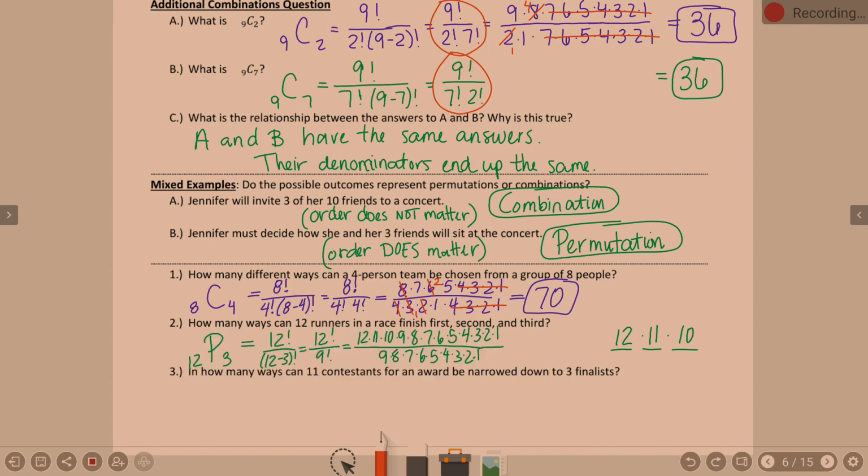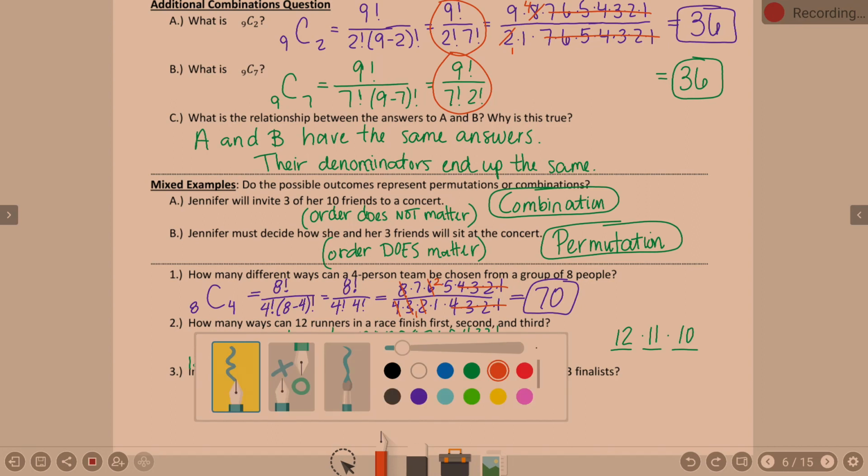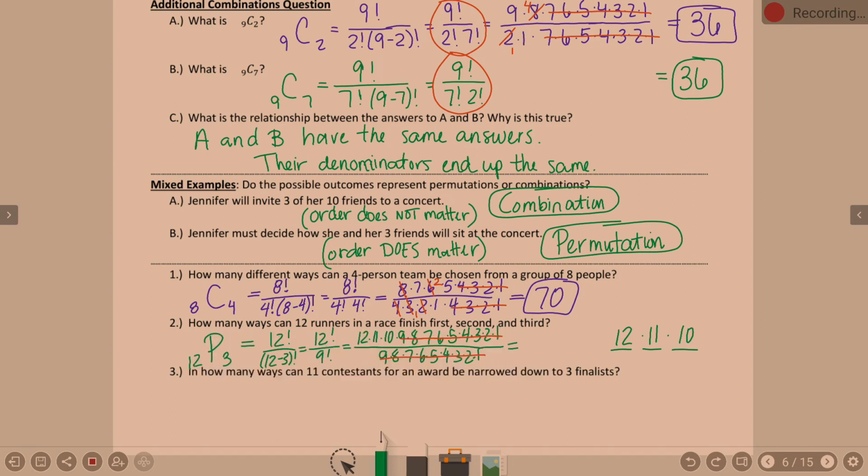If you followed the formula, what cancels? 9 through 1, yes? And what am I left with? 12, 11, 10, right? Same thing that if you just set up blanks. And I didn't talk about over here. What is 12 times 11 times 10? Okay. 1,320 options. Seems like a lot. Okay.